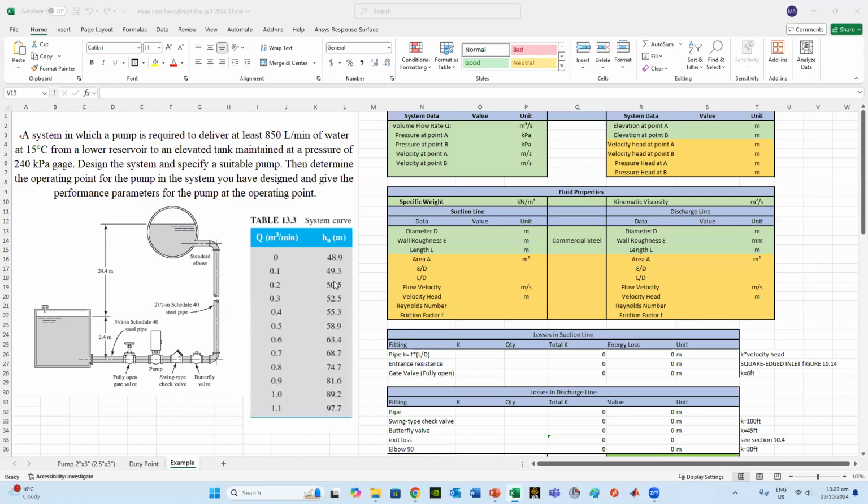Hello. So today we'll go through one of the questions related to designing a pump and how we can select the right pump for this design. This is an example from your textbook.